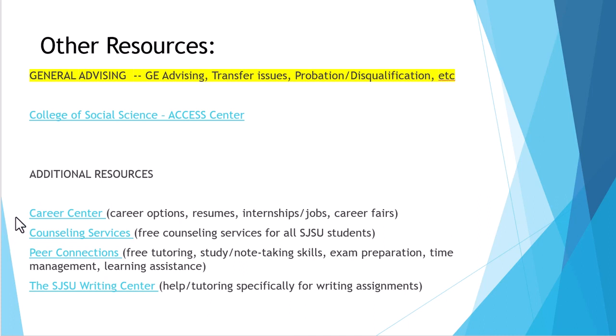So again, we've talked a little bit about the Career Center. San Jose State Counseling Services is a great resource. They have counselors there that you can talk to if you're experiencing any mental health issues or challenges. Counseling services are free to all San Jose State students. So please utilize that service if you're feeling overwhelmed and you need just some extra support.